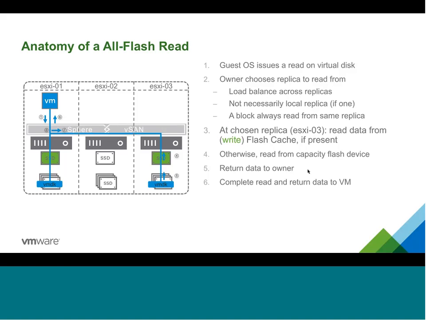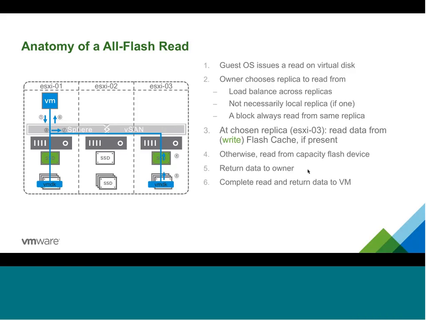In an all-flash environment, say the guest issues a read on the virtual disk. The owner of the particular virtual machine chooses which replica to read from. It is again the same concept. And in the chosen replica, it's just the flash cache, just the write cache. So, as we mentioned, in an all-flash environment the cache disk that I'm using is a write cache. I'm not reading from it, I'm not caching anything read from there.